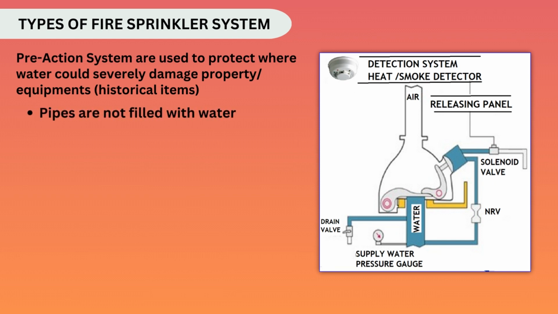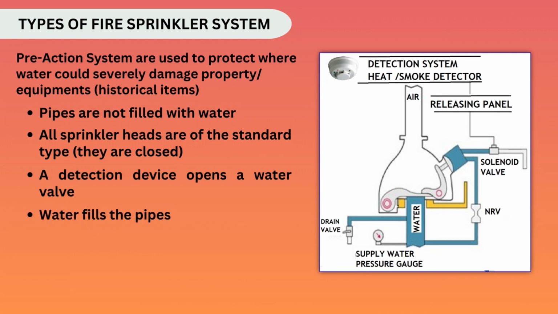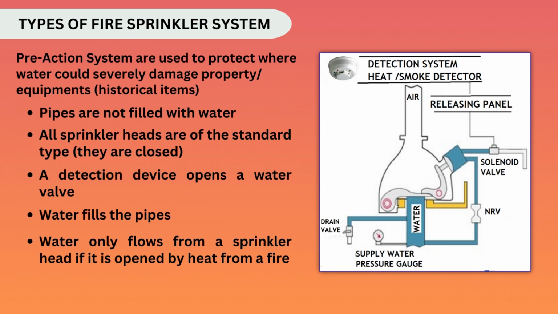In this system, pipes are not filled with water. All sprinkler heads are of standard types. They are closed. A detection device opens a water valve, and water fills the pipes. Water only flows from a sprinkler head if it is opened by heat from a fire. Water flows until shut off and the system is reset.